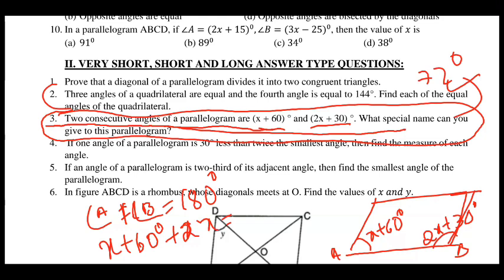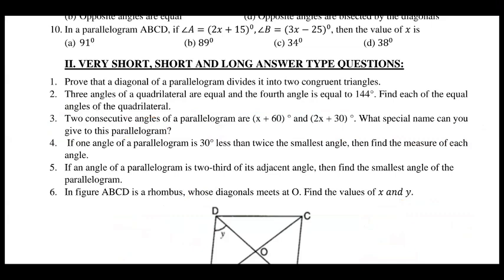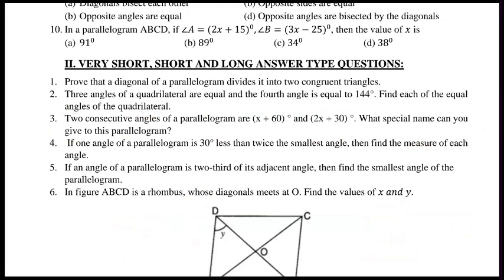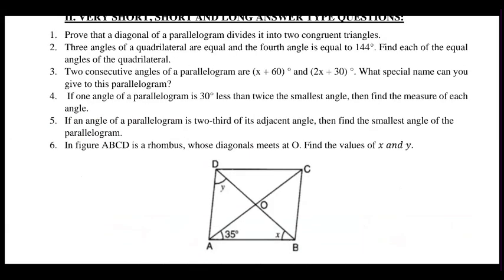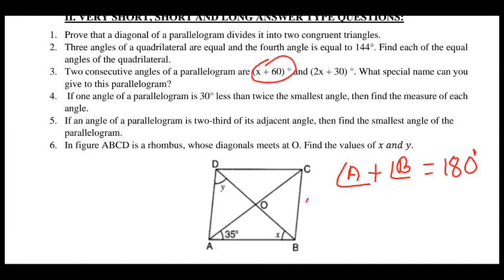Here they have told you in the question: two consecutive angles. What does consecutive mean? What did I tell you? Opposite is different. Angle A and C are opposite, correct? Angle A and angle B are consecutive angles. Remember this. Angle A plus angle B is equal to 180 degrees. They have told you angle A is x plus 60 and angle B is 2x plus 30. Now tell me what is the value of x. This is the third problem.